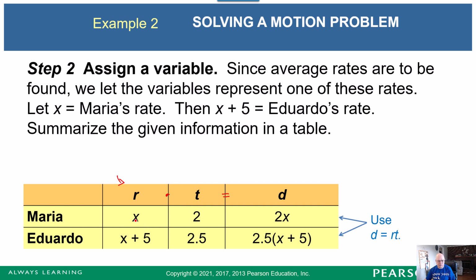So there's Maria's speed because she had the slower speed. It took her 2 hours, so you fill those in. Well, real fast, you can figure out what the distance is. It's not given, so multiply those two together. 2x is how far Maria goes. Eduardo, a little bit faster. It takes him 2.5 hours because he was farther away. Rate times time. There's your distance for Eduardo.